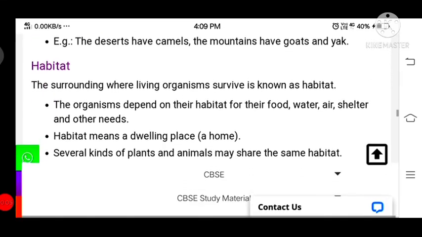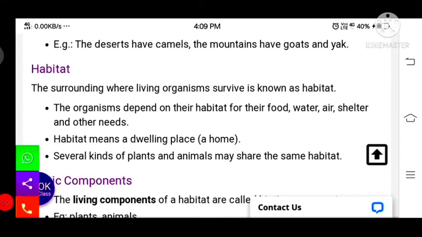The habitat or the surrounding where living organisms survive is known as habitat. Like the camel survives in the desert. The hot and dry desert is the habitat of the camel.